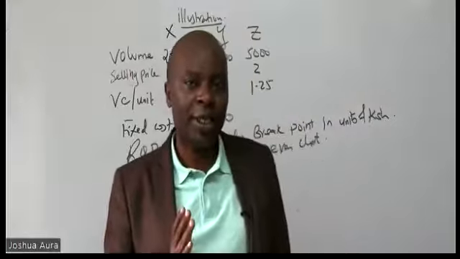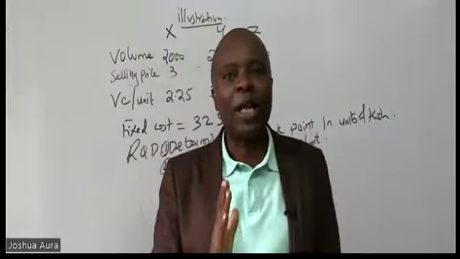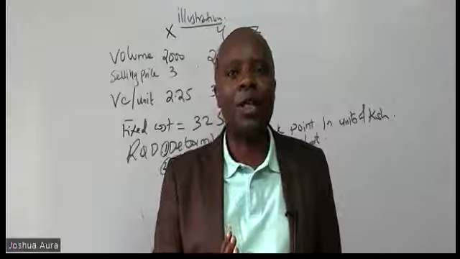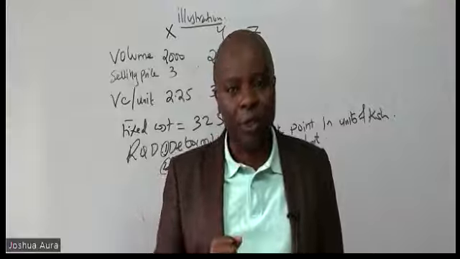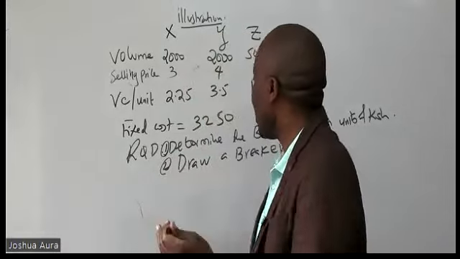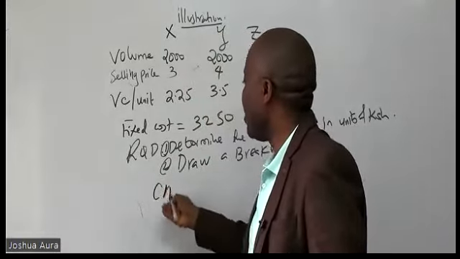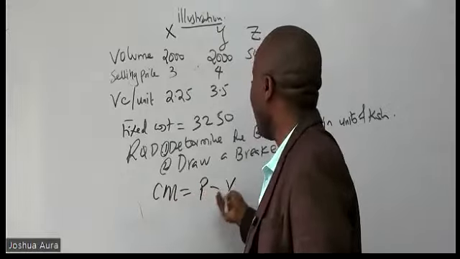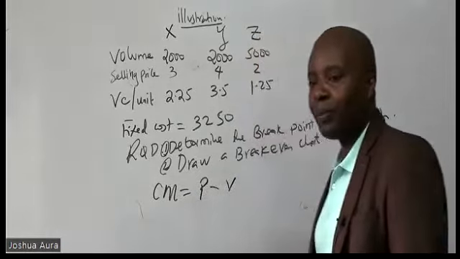Low-hanging fruits. The first low-hanging fruits that I need to come and harvest are those fruits of getting contribution margin. How do I get contribution margin for each of these products?